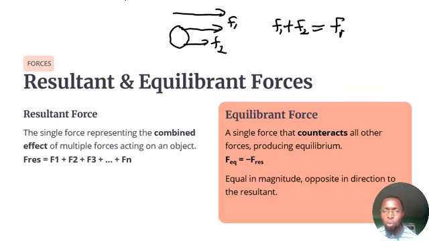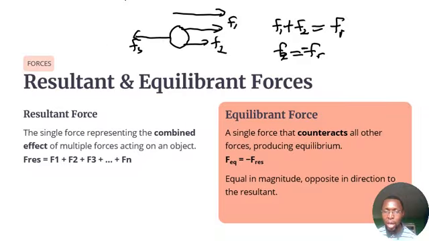But then, if you don't want this object to move, then there must be another force that acts in the opposite direction. Let's call that force F3. Now, this force F3 will not allow these two forces to move this object forward. The force that stops this object from moving forward is called the equilibrant force. Okay? Equilibrant force. So, the equilibrant force is that single force that counters the other forces, because it is all acting in the opposite direction. So we can say that the equilibrant force is the same thing as the resultant force, but it acts in the opposite direction.